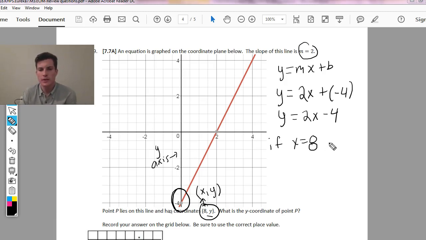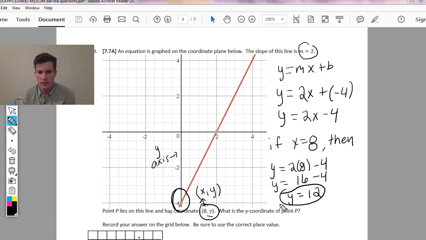Boom. Okay. If x equals 8, then y equals 2 times 8 minus 4. Okay, let's solve it. 2 times 8 is 16 minus 4, so that's what y is equal to. What's 16 minus 4? Boom, 12. Okay, that's how we get it. And then, of course, you need to bubble that in appropriately, but your solution is y equals 12.